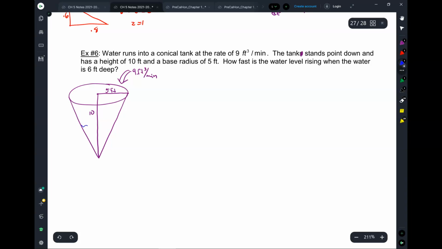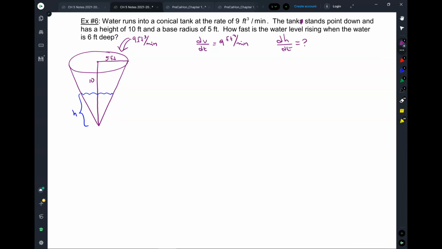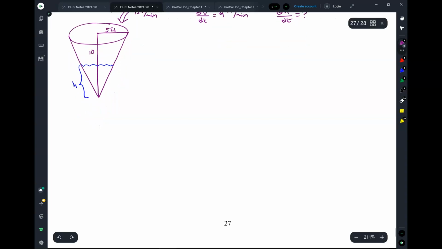So look, there is some water in here, right? The water has a height of h. What we have is dV/dt, 9. What we want is dh/dt. Now, when you have a situation like this, if you just isolate this part, guess what happens?